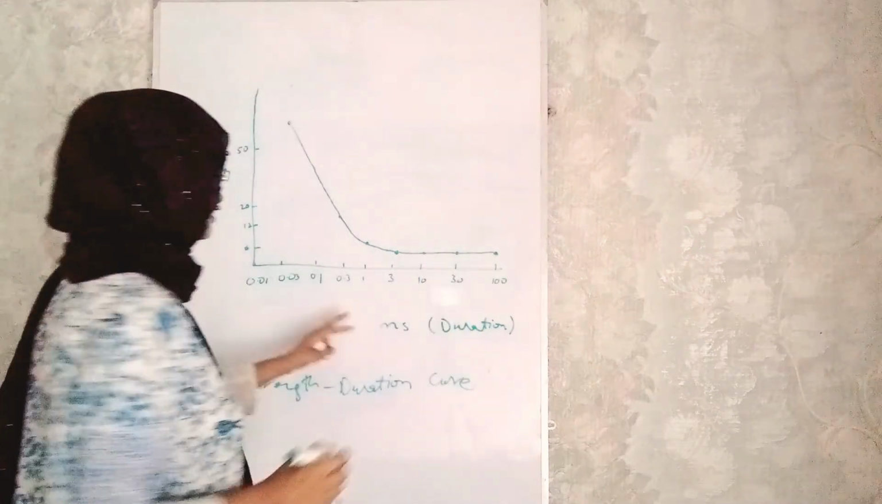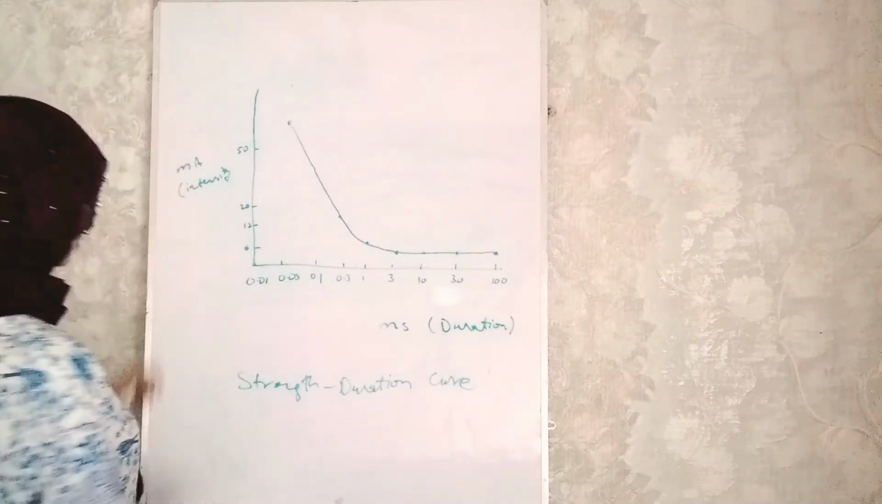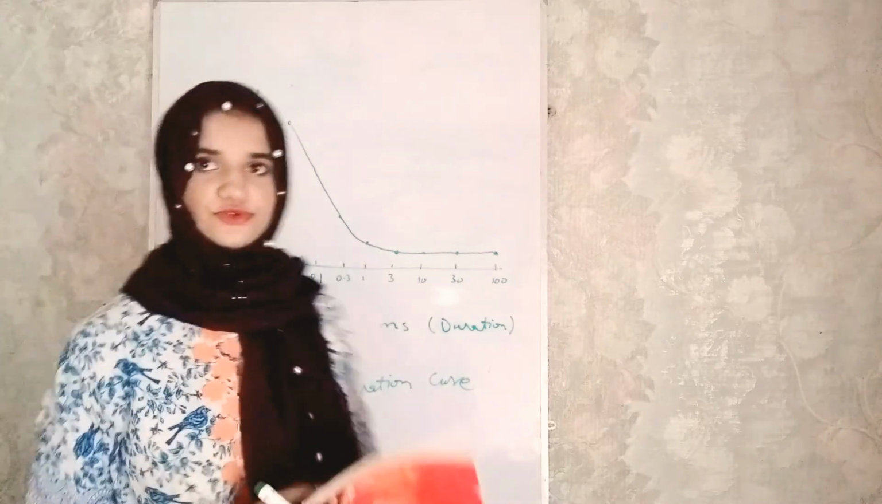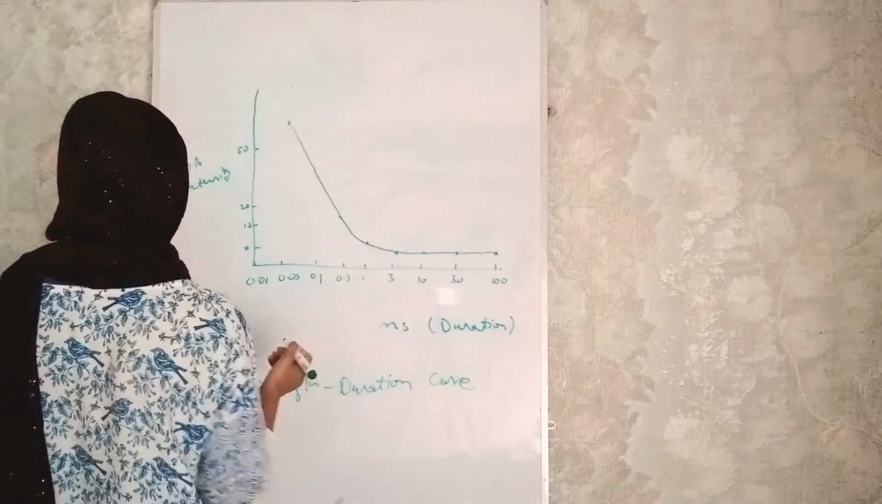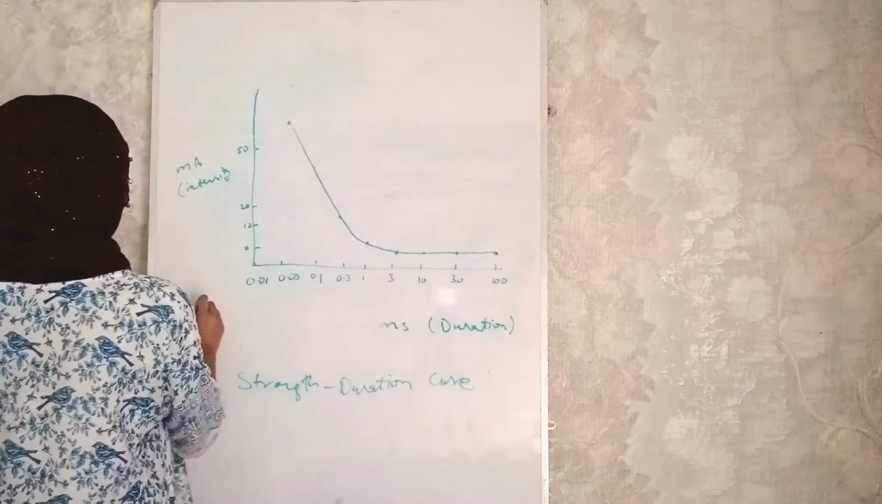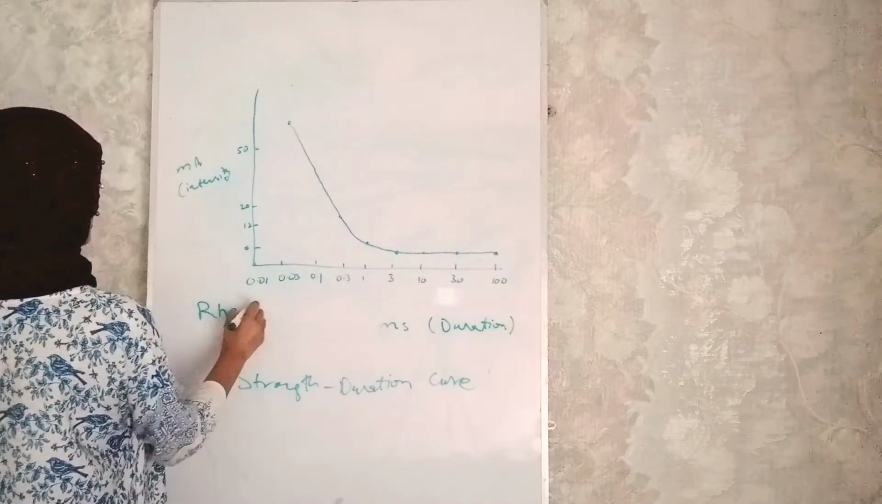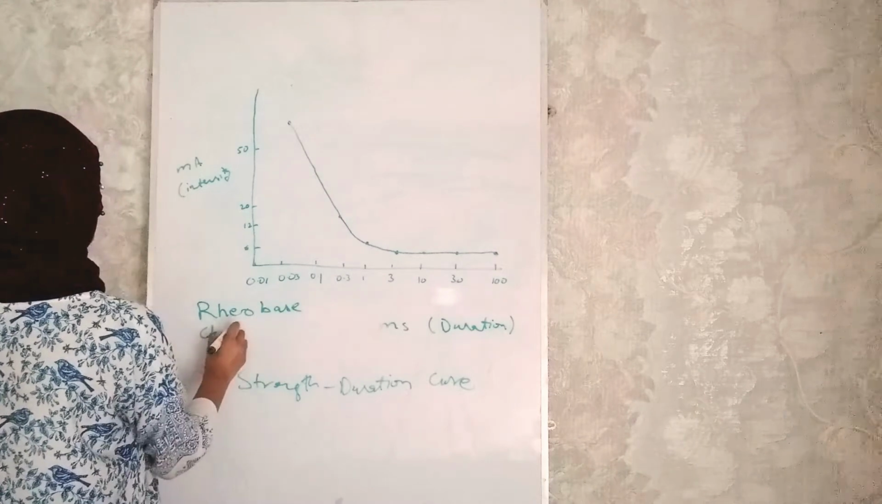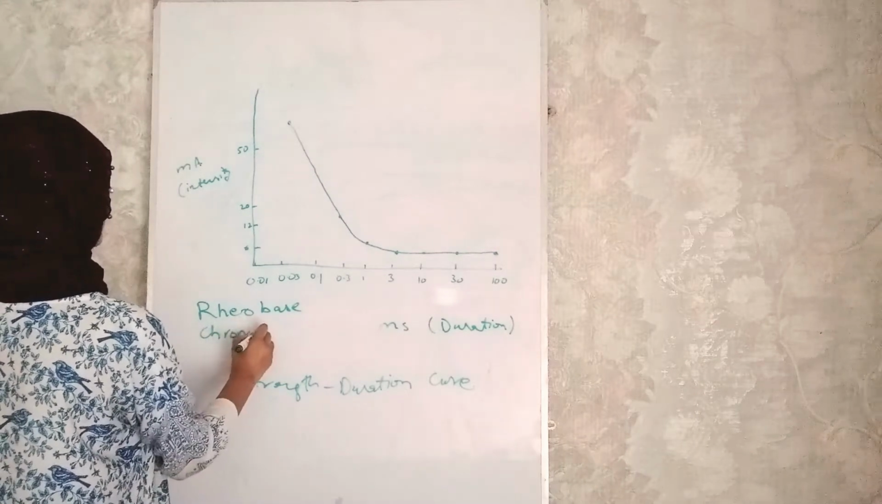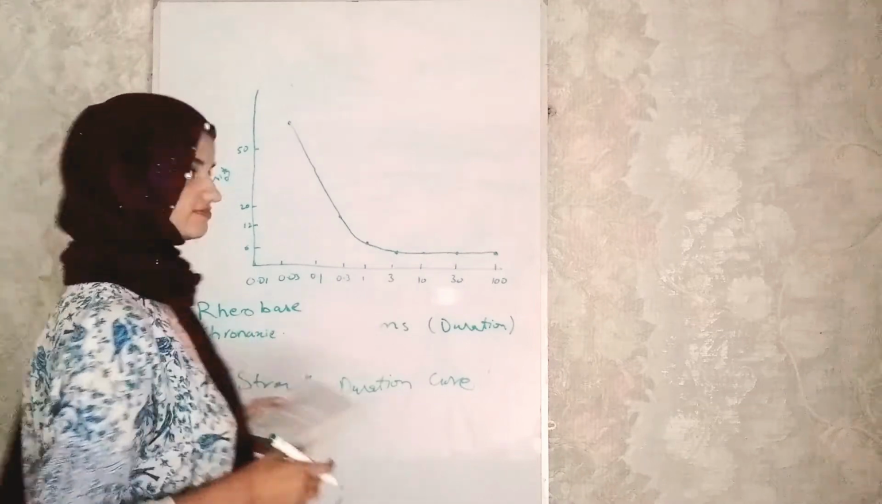Here you can see, this side was the duration and this side was the intensity. In this strength duration curve, I just mentioned that we will get to know two new things. What are those? That is Rheobase and the other one is Chronaxie. Rheobase, the spelling is R-H-E-O, Rheo, B-A-S-E, base, and Chronaxie, C-H-R-O-N-A-X-I-E, Chronaxie.